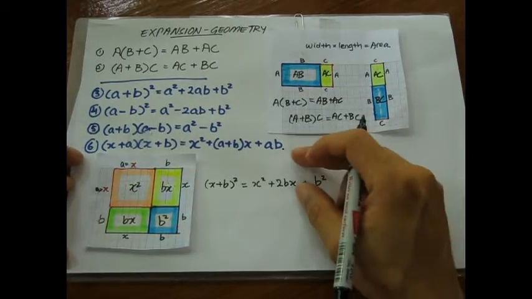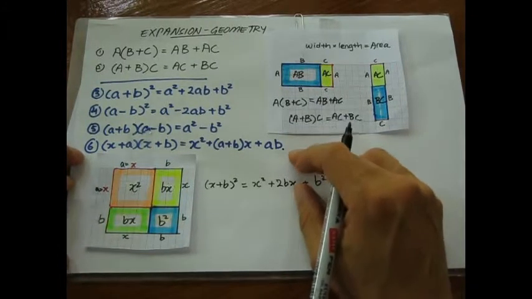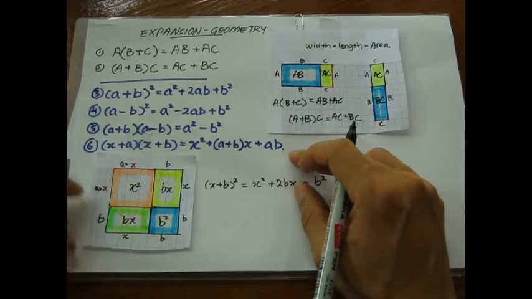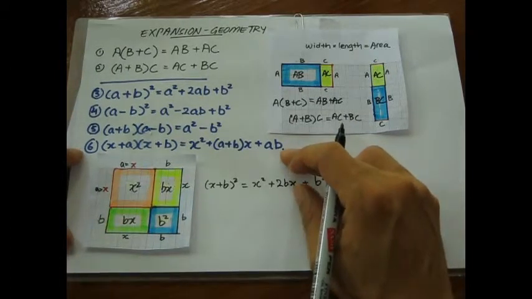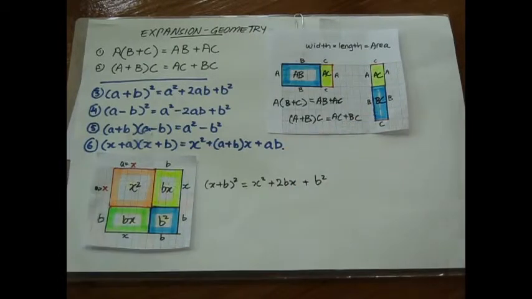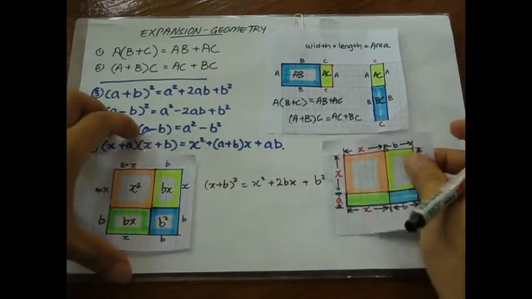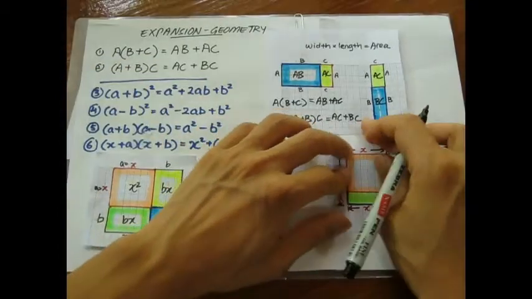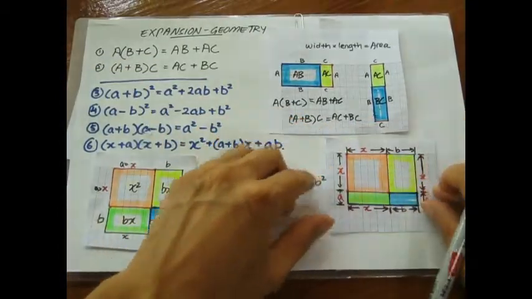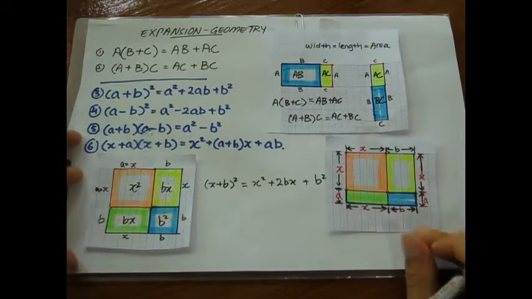Now, can you do a geometrical proof for number 6? That is, you draw a diagram similar to this one to prove that 6 is written this way. You may want to pause the video, draw a diagram, and once you're ready, resume the video. The answer for that will be something like this. For example, you get something like this.